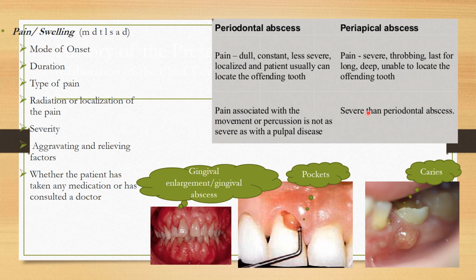And then with the periapical abscess, the pain will be more severe, throbbing, lasting for long, deep, and the patient is unable to locate the offending tooth. It will be more severe than a periodontal abscess, and usually the tooth will always be associated with caries.